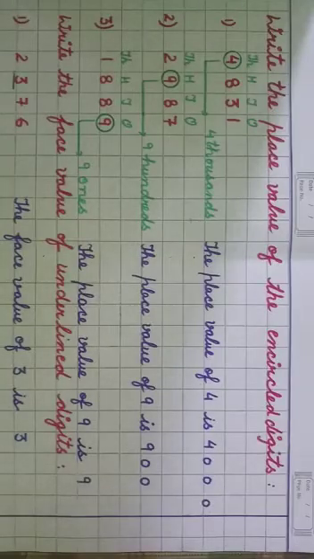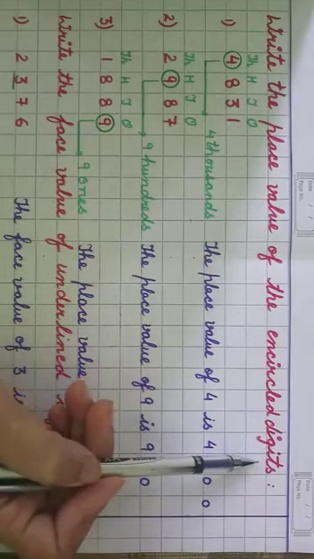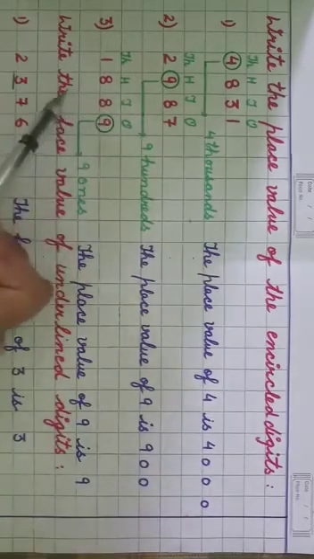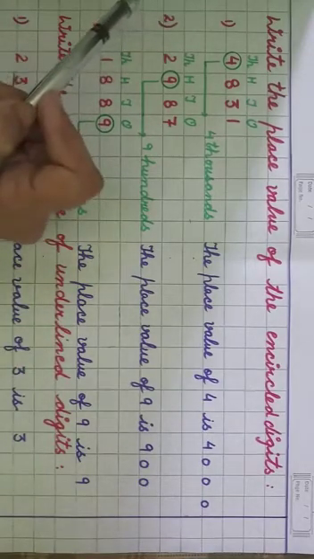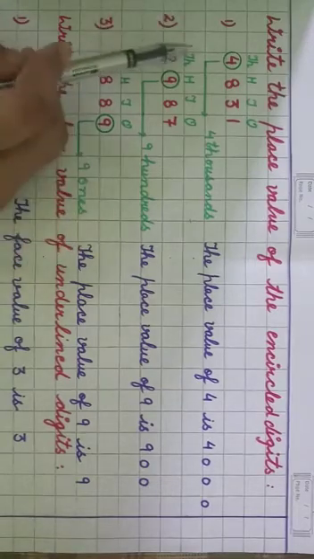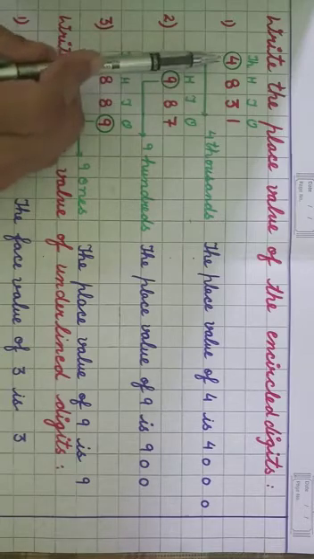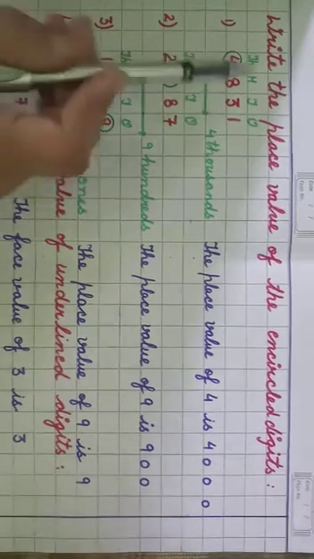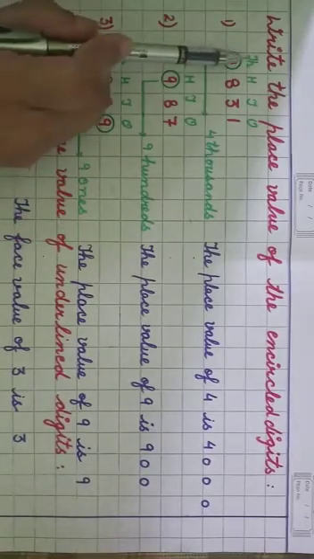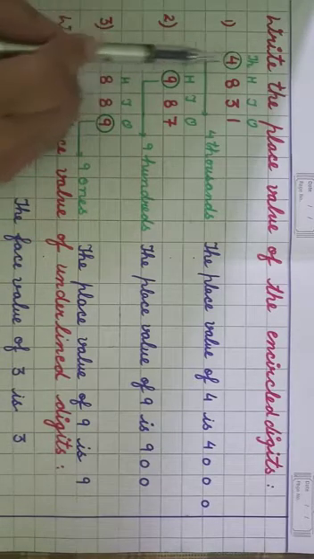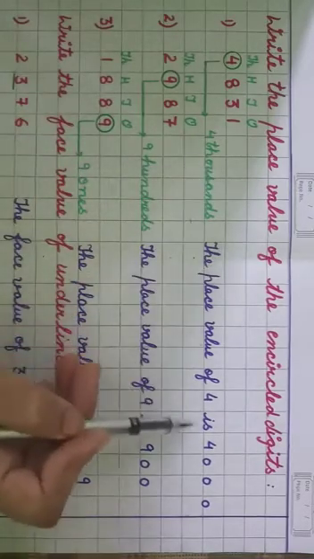Now the next question is, write the place value of the encircled digits. Some numbers have been given to us and one of the digits is encircled. In the first number, 4831, 4 is encircled. First of all write down places. Now 4 is in thousands place, so its place value will be 4000. And the answer will be the place value of 4 is 4000.